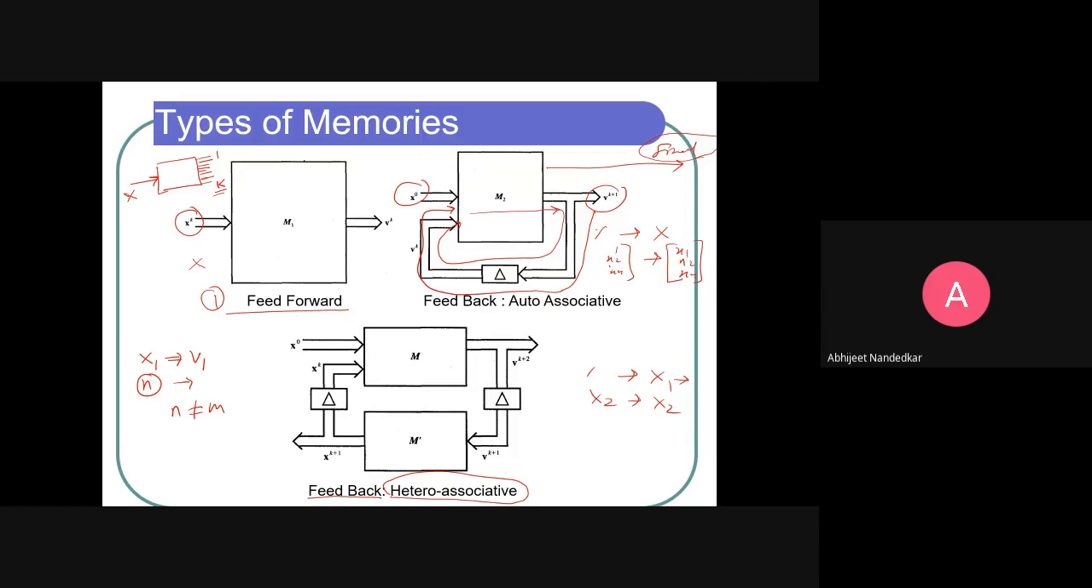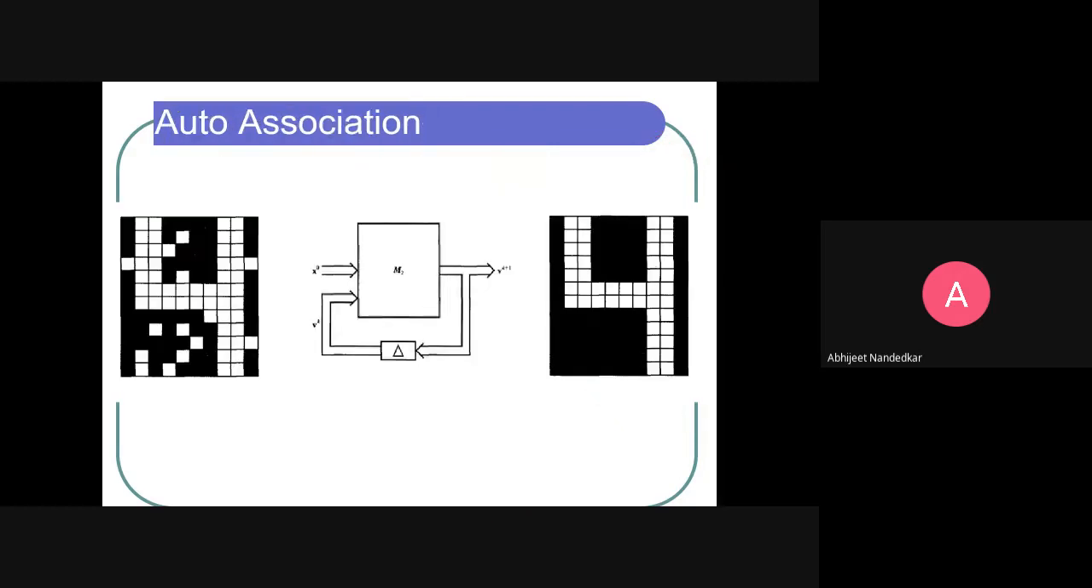So there are two types, as I said, auto association and hetero association. Now this is a good example of auto association. What this network has already been trained to do is learn 4, and the output is 4. So if I apply 4, it produces 4. So as such, there is no fun in doing this.